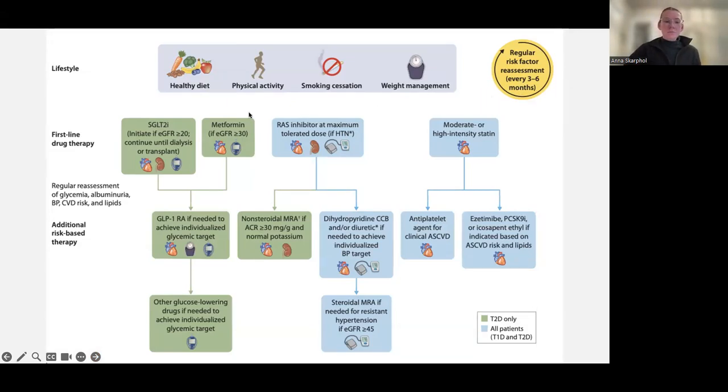And then here it breaks down what our first line drug therapies are going to be. We've already kind of talked about these, but it's the SGLT2Is for kidney disease, as well as metformin, and then using a RAS inhibitor, like we just mentioned, as well as that statin therapy. And then it talks about additional risk-based therapy as well that you can use for these patients.